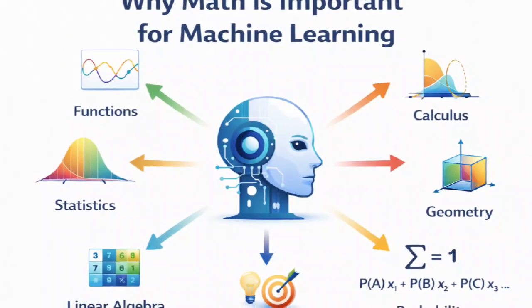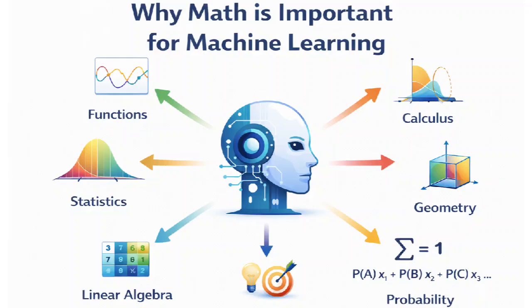Math is basically the language machine learning thinks in. Models don't understand words, images, or sounds the way humans do. They understand numbers and relationships, and math is what makes that possible. Machine learning is not magic, it's mathematics. Math helps algorithms understand patterns, minimize errors, and make predictions. Let's dive deeper into the concept.